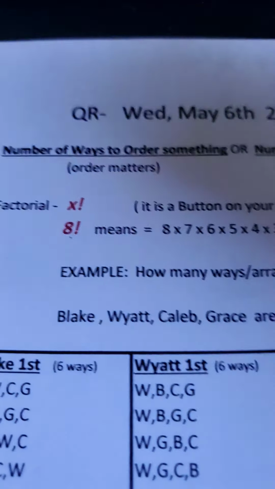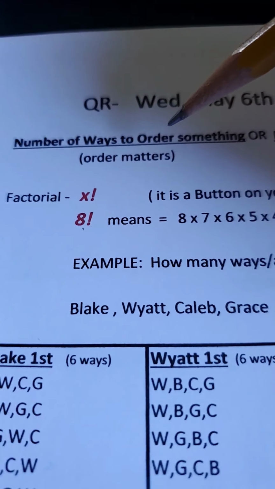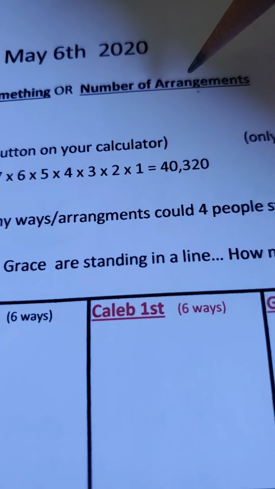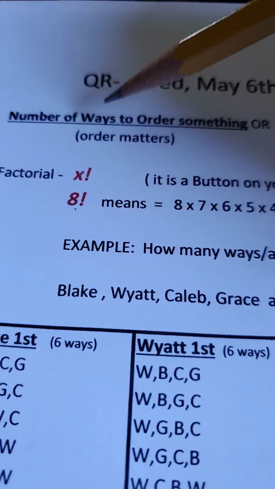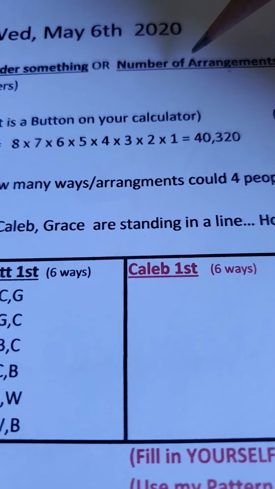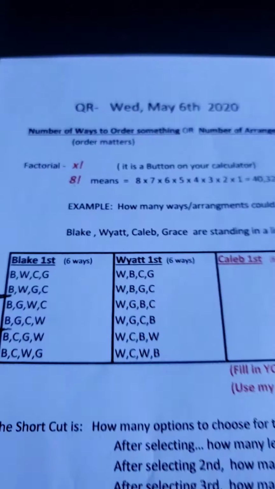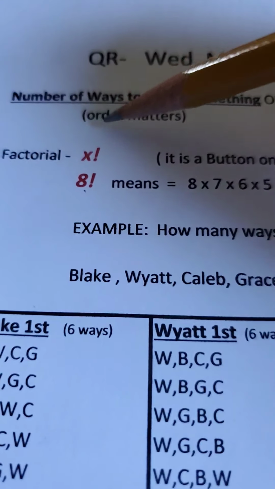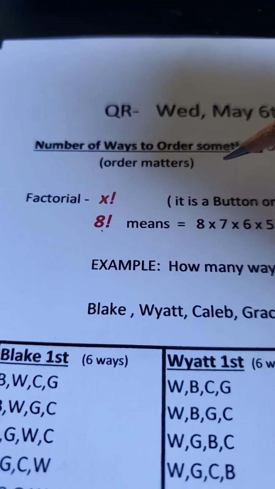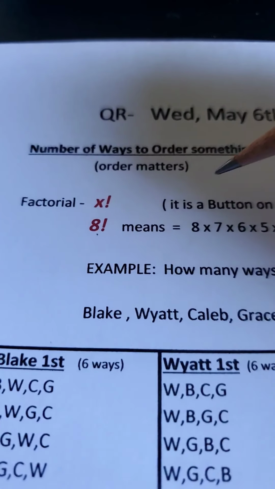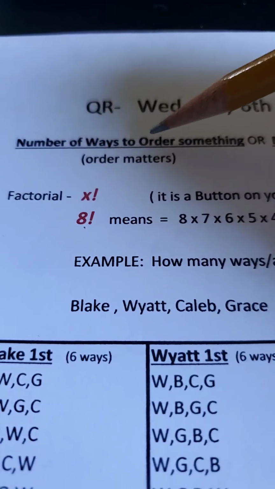Okay. What we're talking about today is the number of ways or orders you can arrange something. Sometimes it's called arrangements. So anytime you hear number of ways or number of orders or number of arrangements, this is what they're referring to. Okay. The order does matter. If it's me, then Caleb, or Caleb, then me, that's two different ways or two different orders.